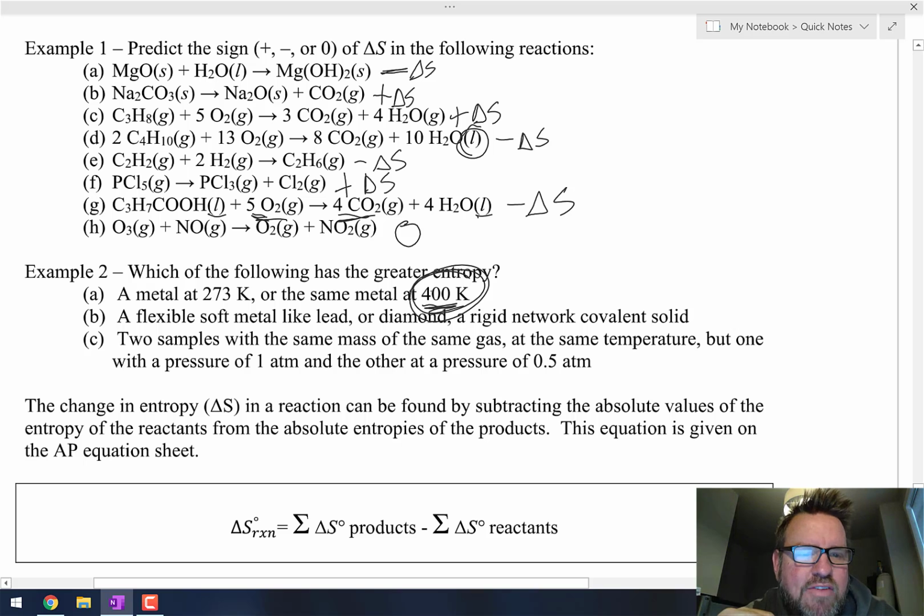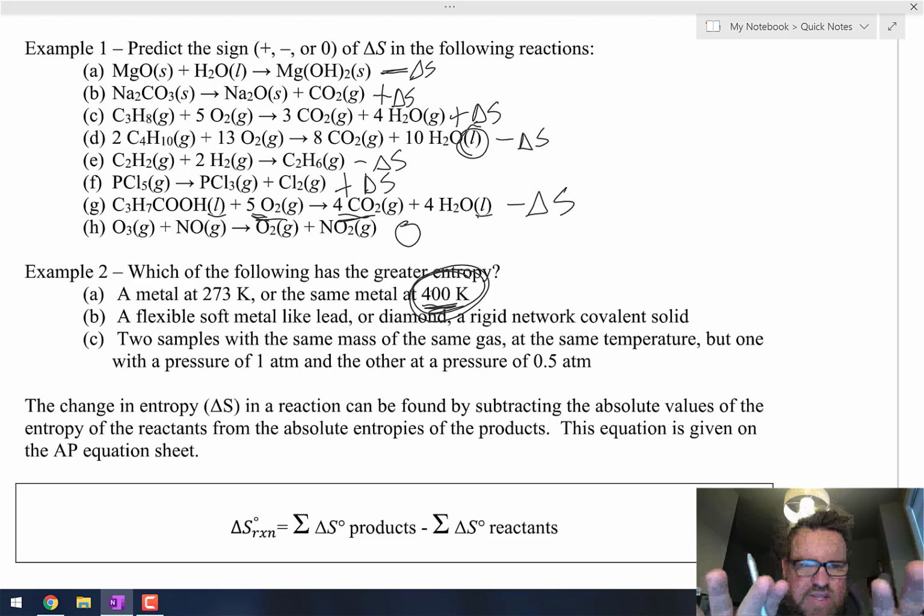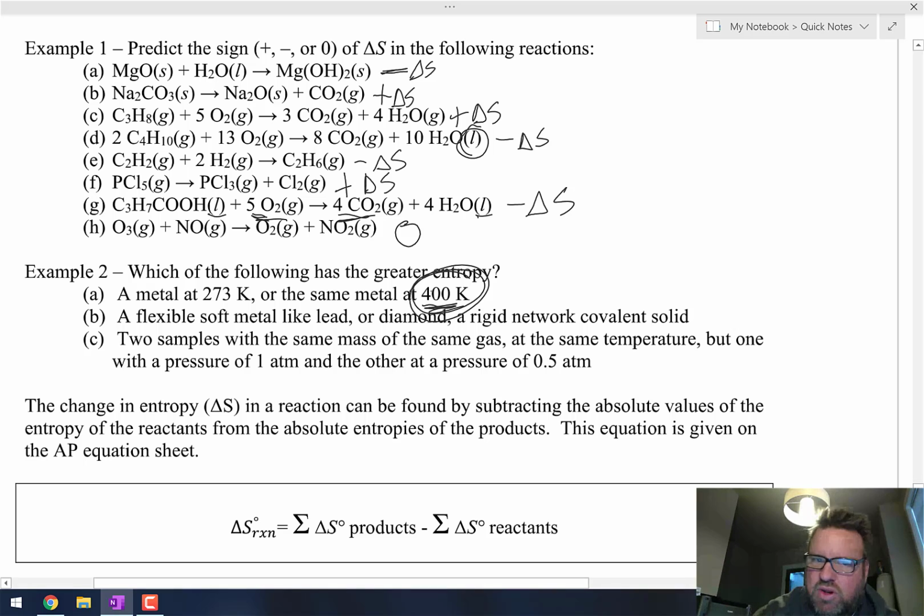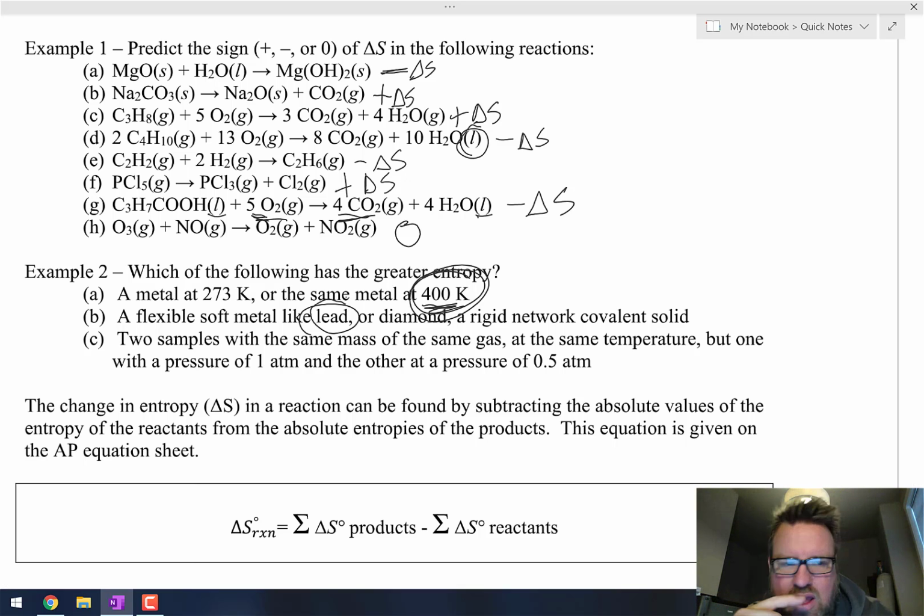Okay, letter B, a flexible soft metal like lead or diamond, a rigid network covalent solid. Again, if it's a soft metal, it means it can move around more. Again, it's all about disorder. So lead absolutely is going to have more disorder than the rigid network covalent solid like diamond.